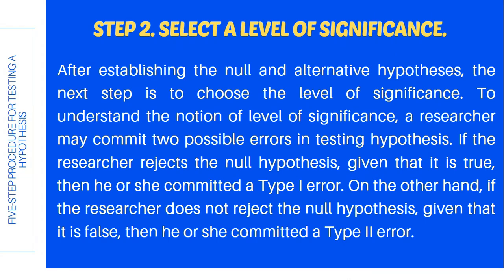Step number two, select a level of significance. After establishing the null and alternative hypothesis, the next step is to choose the level of significance. To understand the notion of level of significance, a researcher may commit two possible errors in testing hypotheses. If the researcher rejects the null hypothesis, given that it is true, then he or she committed a type 1 error. On the other hand, if the researcher does not reject the null hypothesis, given that it is false, then he or she committed a type 2 error.